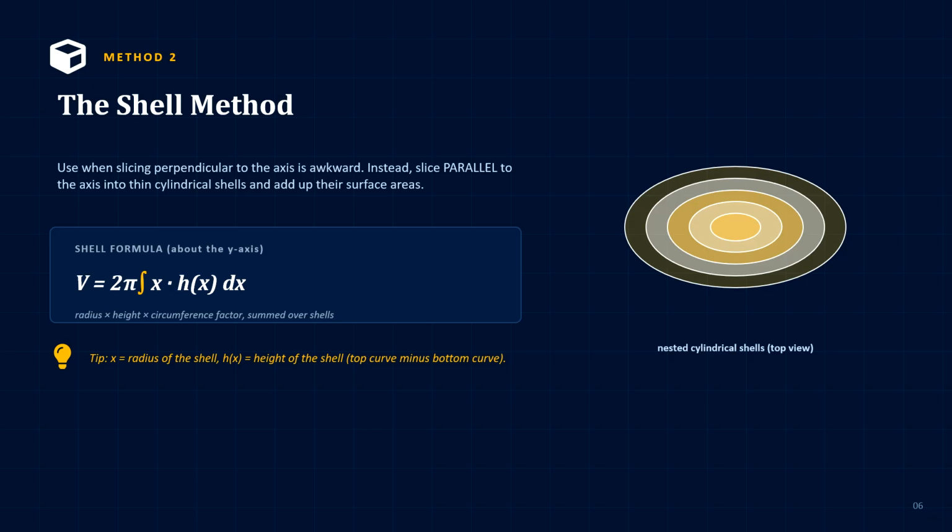Now we move on to the shell method, which is your go-to when the disk or washer setup gets a little funky, usually because you have to solve for x in terms of y. Instead of slicing perpendicular to the axis of revolution, we slice parallel to it, creating a series of nested cylindrical shells, like tree rings basically. Each shell has a radius, a height, and a thin thickness dx. The formula is V equals 2 pi times the integral of x times h of x dx, where x is the radius and h of x is the height of that shell.